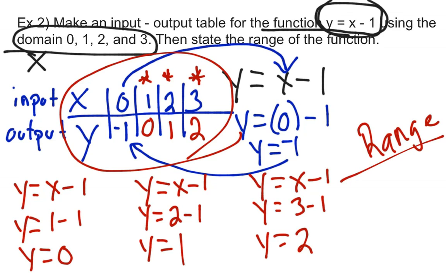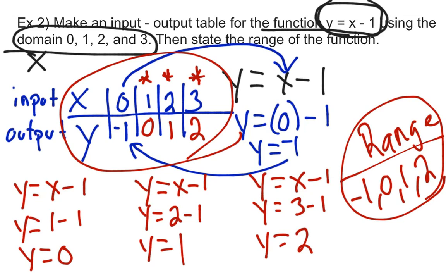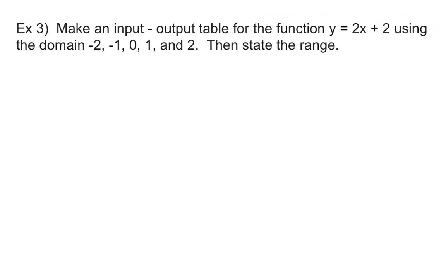So in the table, my y's are negative 1, 0, 1, 2. So when it says state the range, you're really just stating what the answers are. Okay, the answers I got for the 4 numbers are negative 1, 0, 1, and 2. All right, let's do one more of these. I'm going to get you started, and then I'll turn you loose and let you do it on your own.